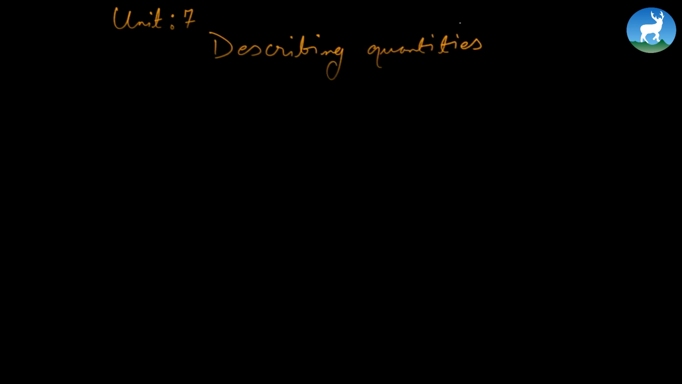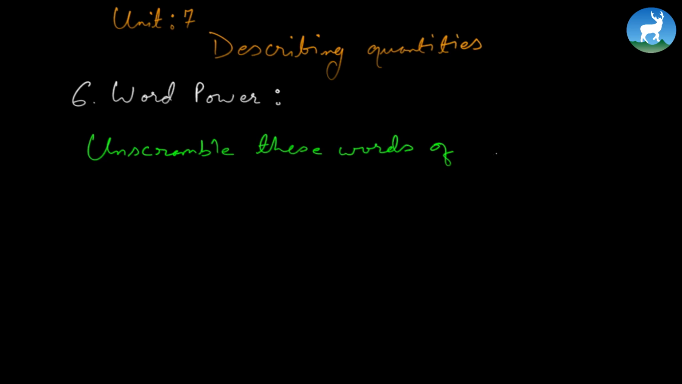Now, we are in chapter Unit 7, Describing Quantities. We're covering the grammar portion right now. To begin with, we'll start with number 6, Word Power. Unscramble these words of measurements. The first one has been done for you. It's almost like figuring out the correct word that makes sense, and of course which is one of the measuring units.